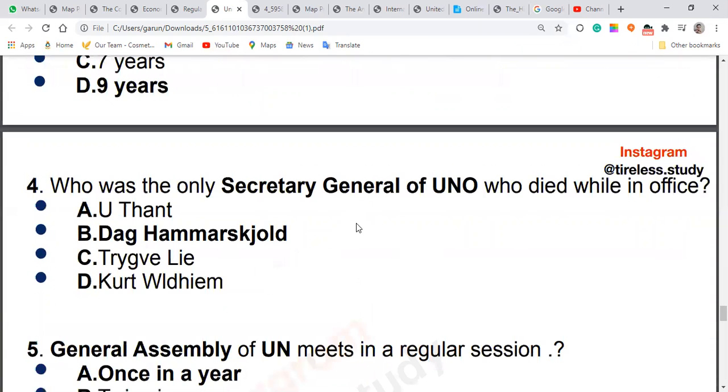Okay, who was the Secretary General of UNO who died while in office? Dag Hammarskjöld. Okay, the K is silent. The options are U Thant, Trygve Lie, Kurt Waldheim. So that is Dag Hammarskjöld, the Secretary General of UNO who died while in office.